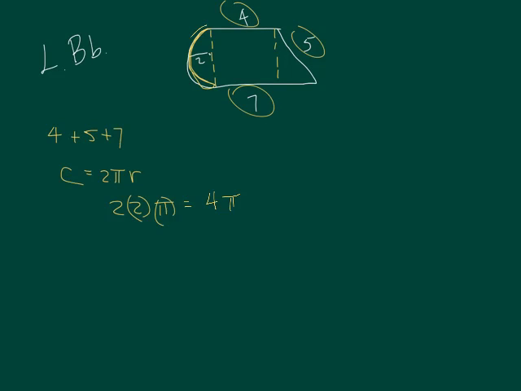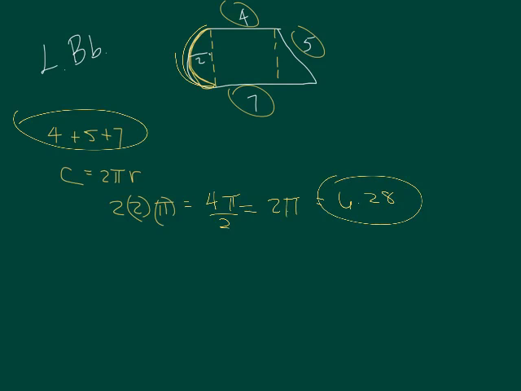But again, we're only looking at half a circle, so we're going to divide that by 2. So that's actually only 2 pi, or 6.28. So if we added this and these three numbers together, we would get 22.28 as far as the perimeter.